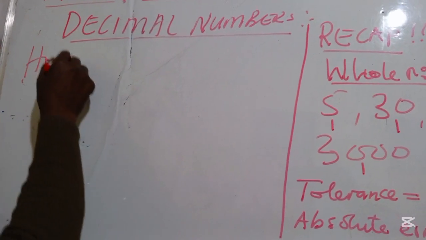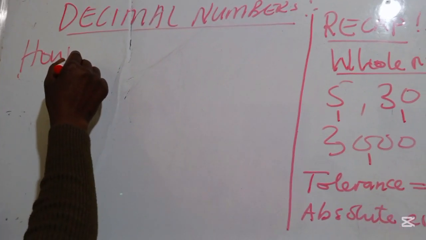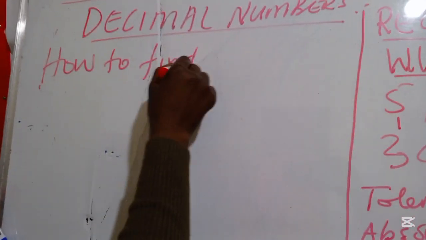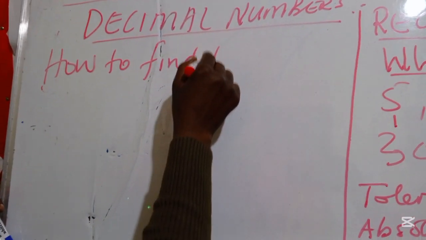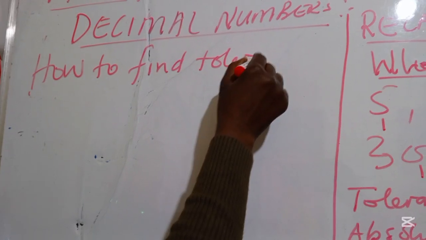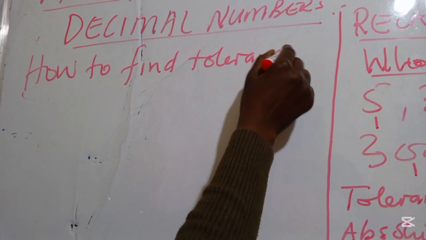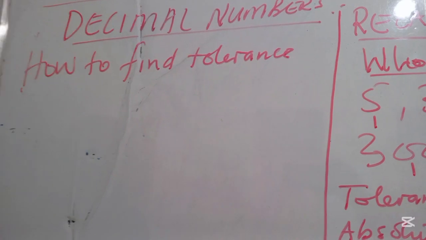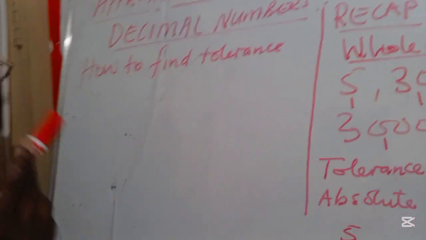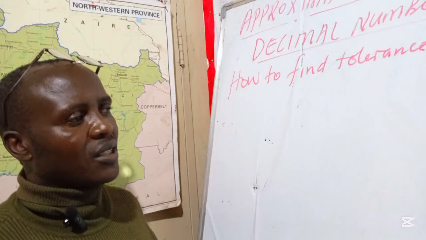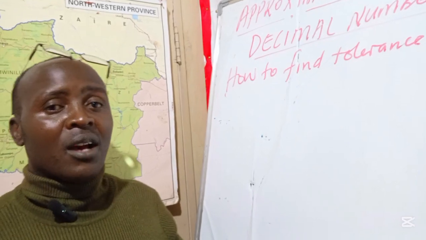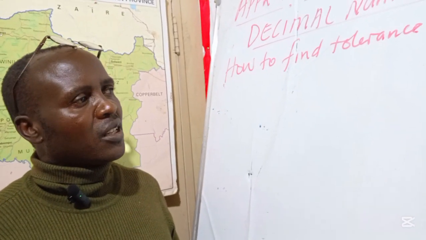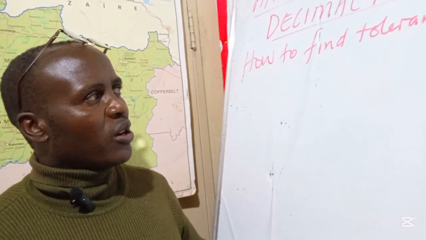So, ladies and gentlemen, today we are going to look at how to find the tolerance. Remember, we said tolerance is the difference between the upper limit minus the lower limit. That's what we look at. Now we are approaching the exam, so I'm going to teach you the easiest way of finding the tolerance.